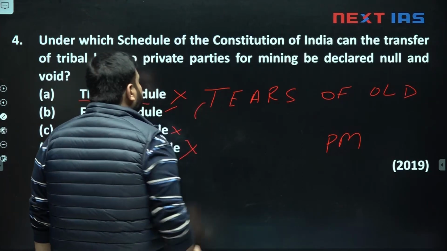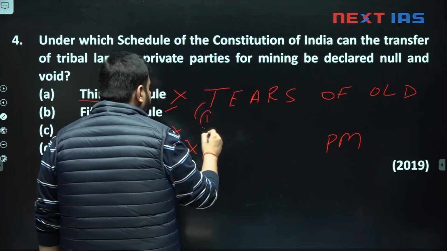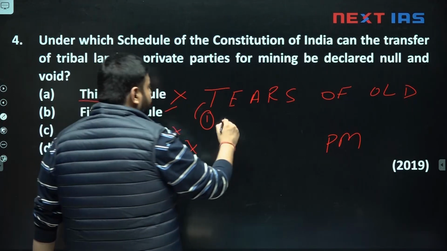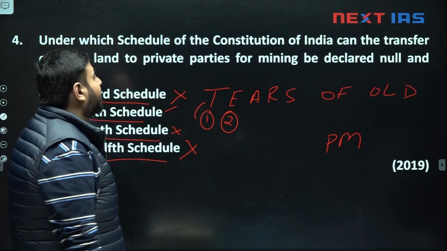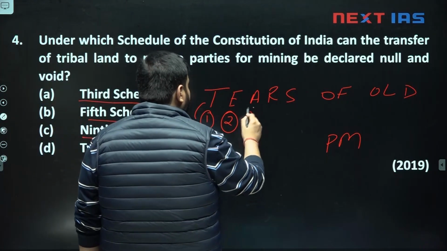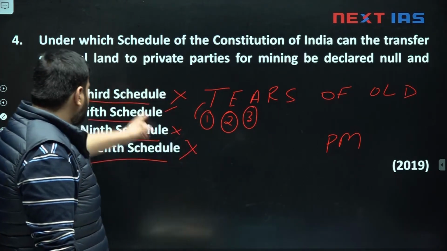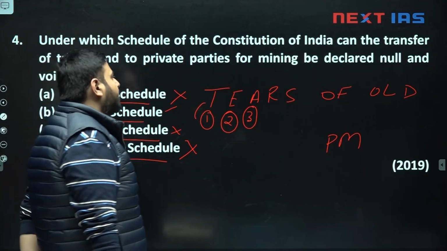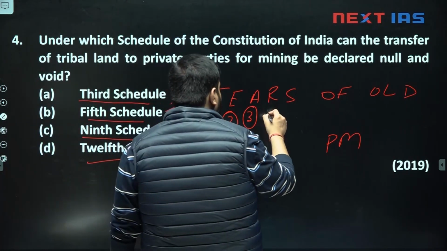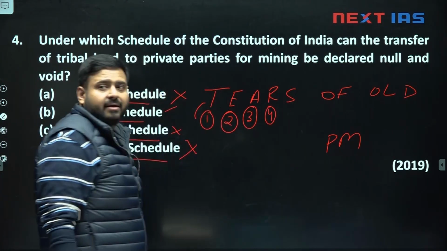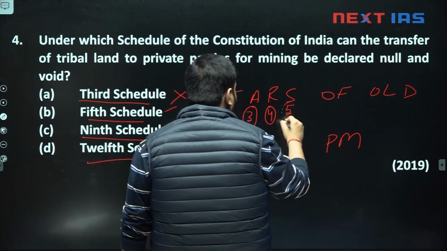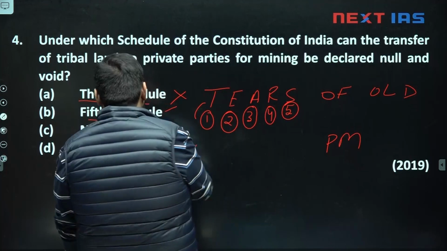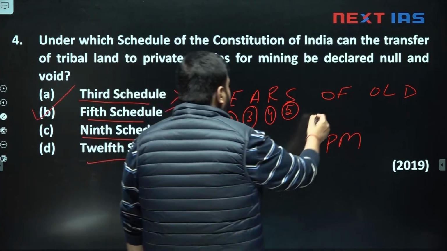It is first schedule that talks about the territory, union and its territory. Second schedule talks about the emoluments, salary. Third, it talks about the oath and affirmations. So third is oath and affirmation, not the land for the tribals. Fourth is the Rajya Sabha seats. Fifth is for the scheduled areas. It means fifth schedule is the answer B.